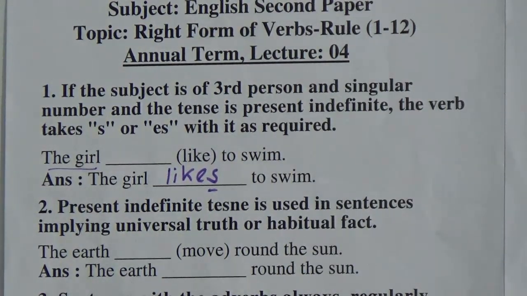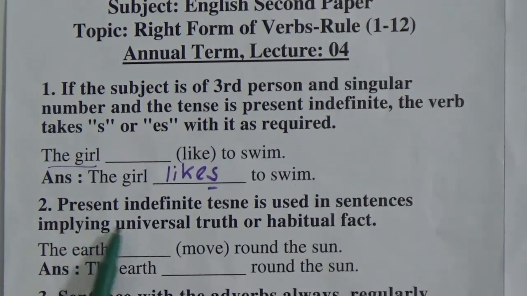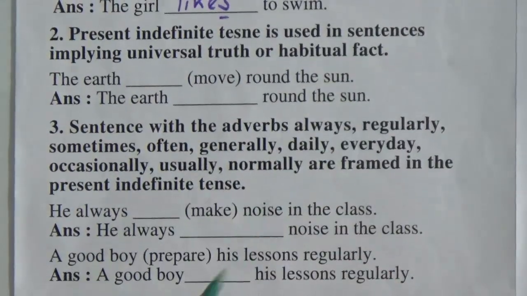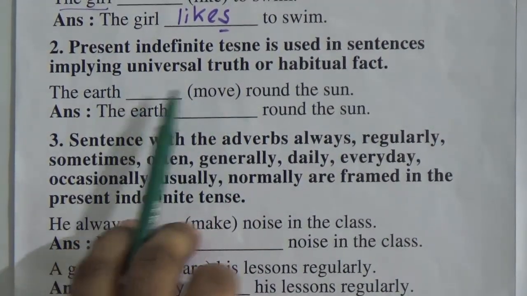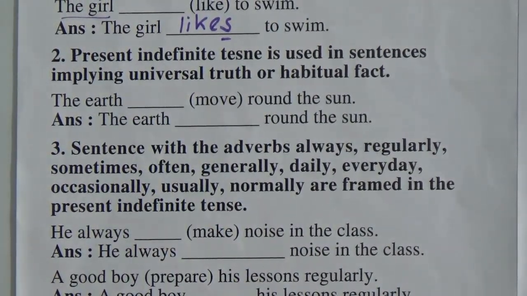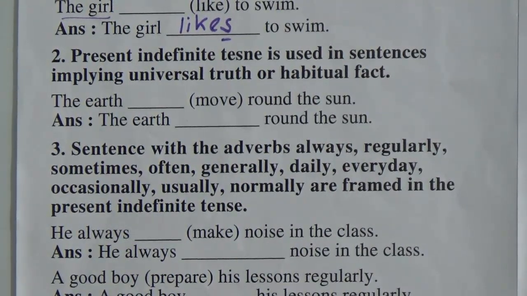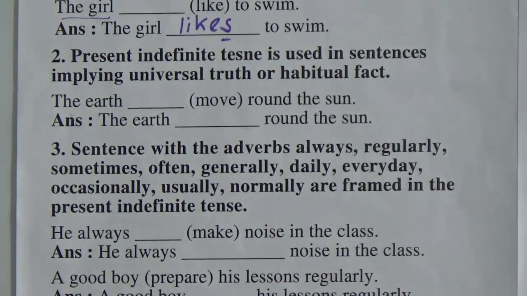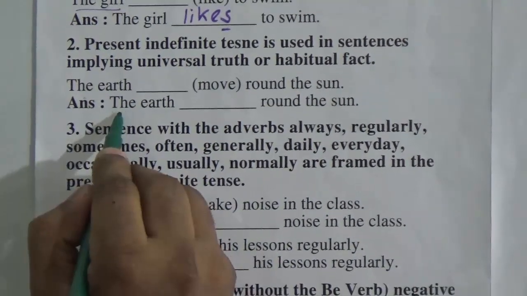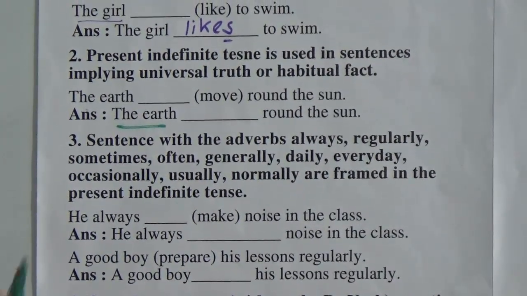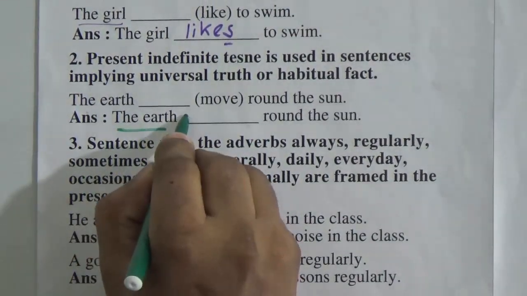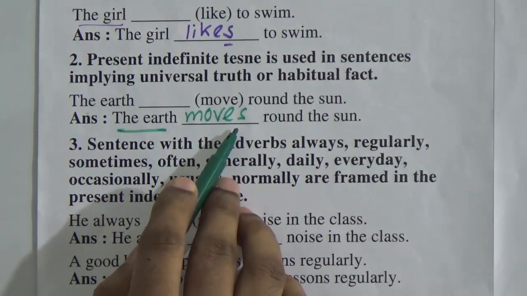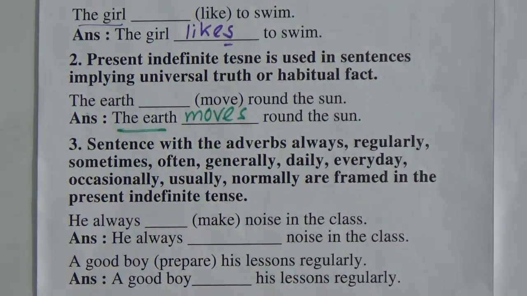Next one, the earth moves round the sun. Present indefinite tense is used in sentences implying universal truth or habitual truth. So if the sentence implies a universal truth or habitual fact, we will make this sentence present indefinite tense. What did I say? Third person will be one thing. So the earth. How many earths here? One earth. That's why we will add s or es. So the earth moves. Why moves? As the earth is one, third person singular number.